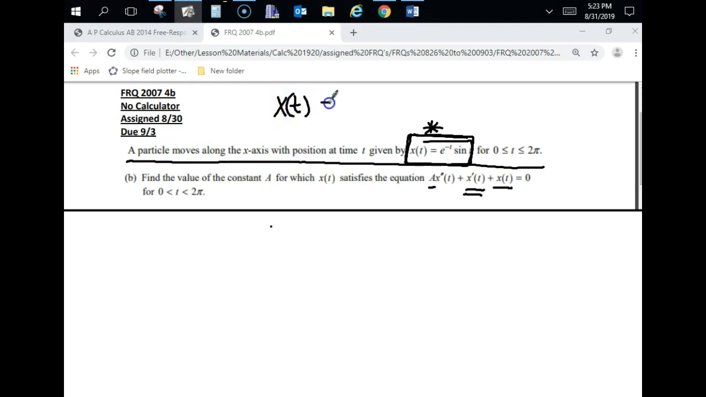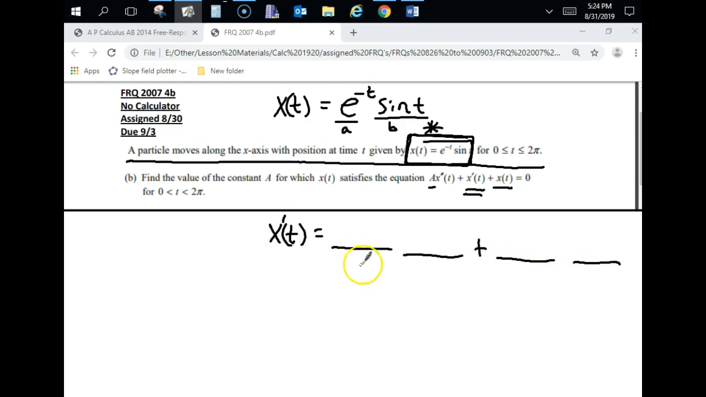So here's our x, right? We have e to the negative t times sine of t. We have two parts: e to the negative t and sine of t. I'll call this a and this b. This is a product rule, so we're going to have a prime b plus a b prime. On the first set, we'll do the derivative of the first one. On the second set, we'll do the derivative of the second one. Okay? All right, so here we go.